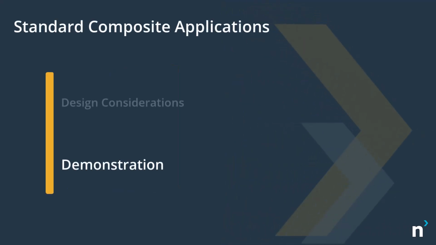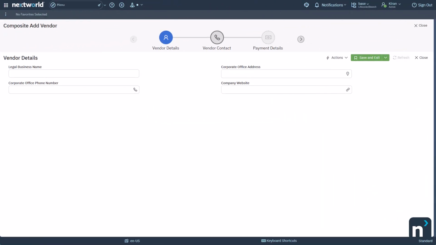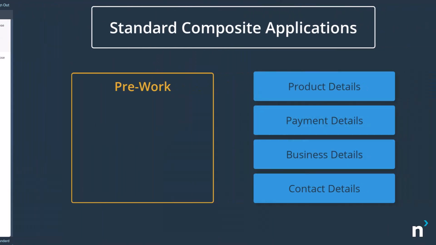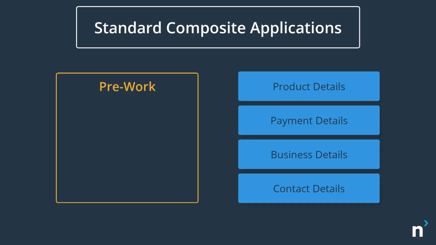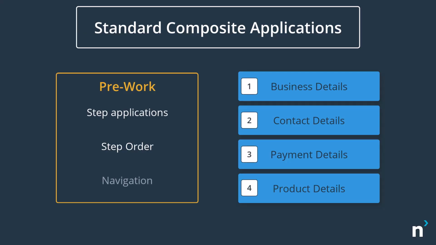In the following demonstration, we walk through the process of building a standard composite application. For this demonstration, we build a standard composite application to create a new vendor record. Before we begin, we need to identify the applications to include, define their order, and determine how users will navigate between them.